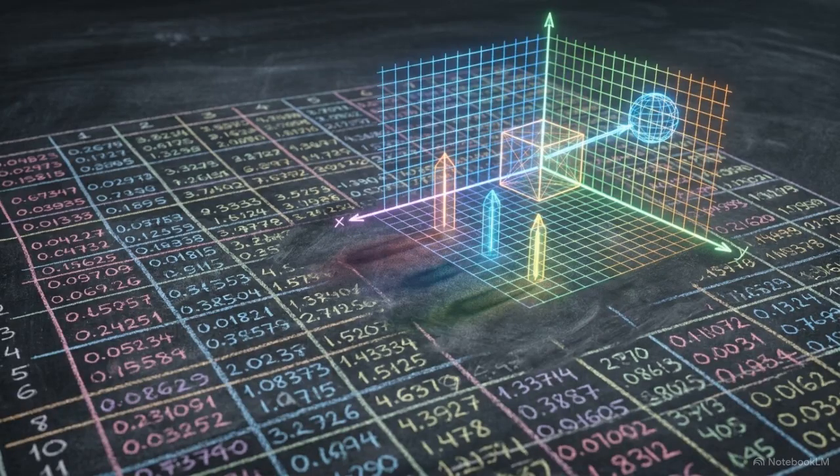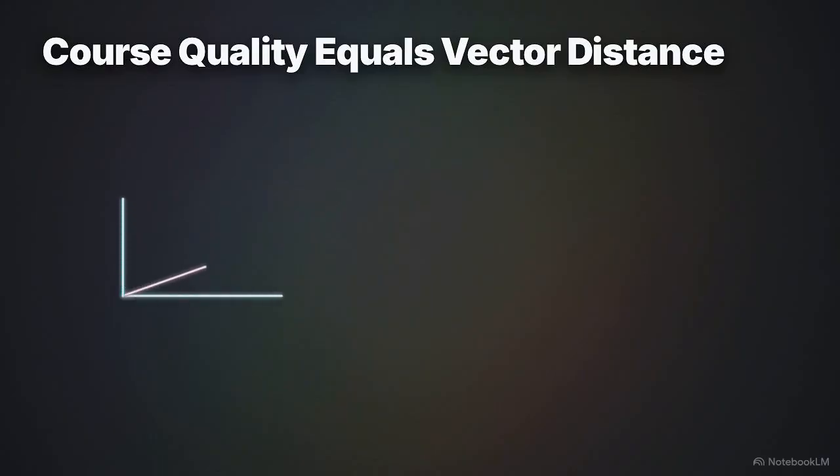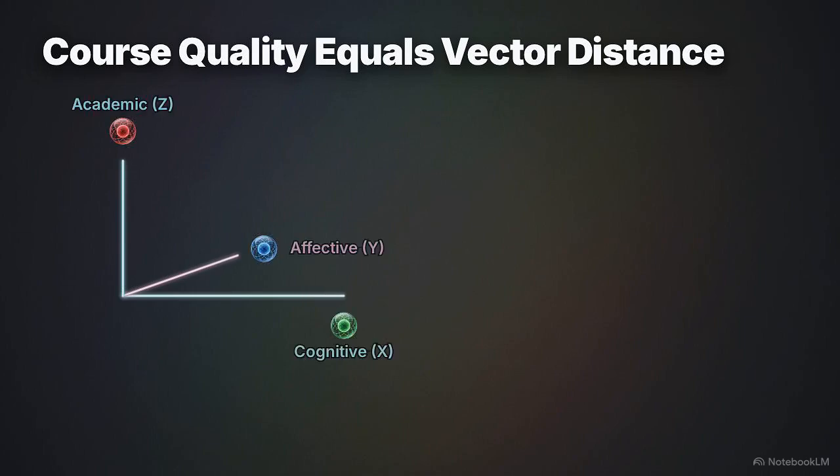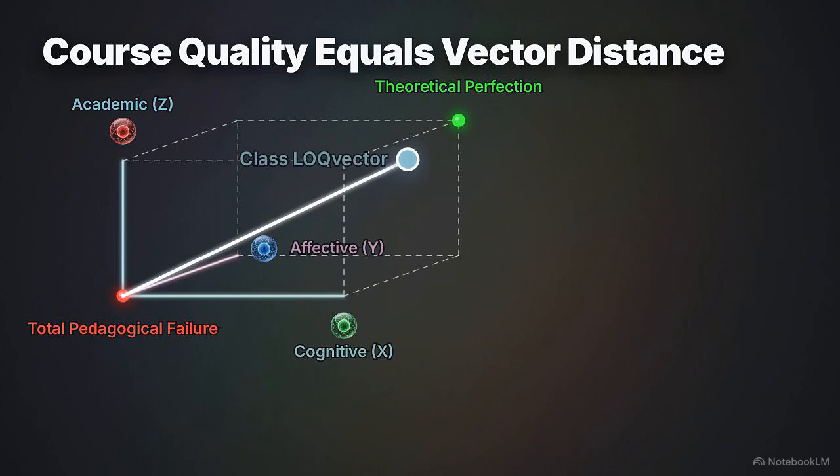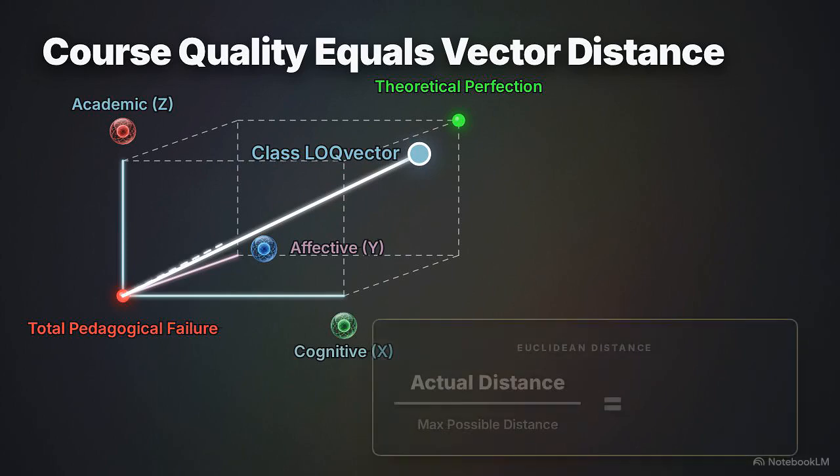With the data cleanly normalized, the system moves the calculations out of a flat spreadsheet and into 3-dimensional space. This 3D grid maps the 3 pillars of engagement as X, Y, and Z coordinates. The origin represents total pedagogical failure, while the opposite point at 1 represents theoretical perfection. QASOC plots the class's actual data coordinate, then calculates its Euclidean distance from perfection. The math is finalized by taking the actual distance and dividing it by the maximum possible distance.